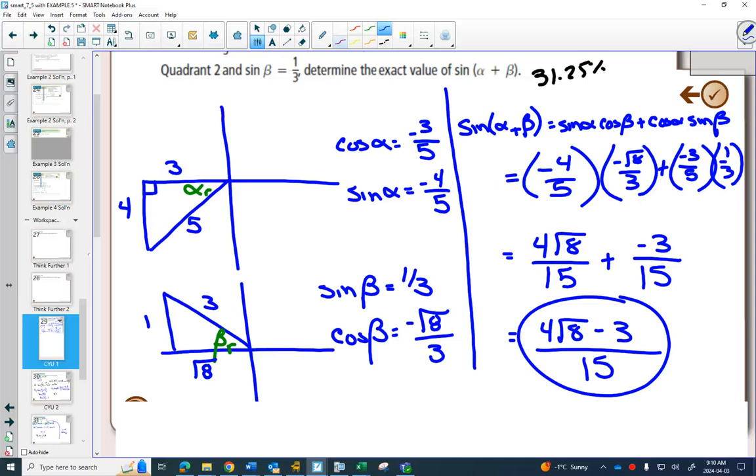We do have to write our final answer as a single fraction. So had you left your answer as two fractions that need to be added, you're not done yet. We have to write our answer as a single fraction in the end.